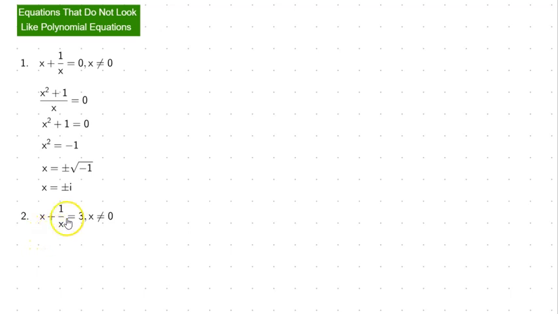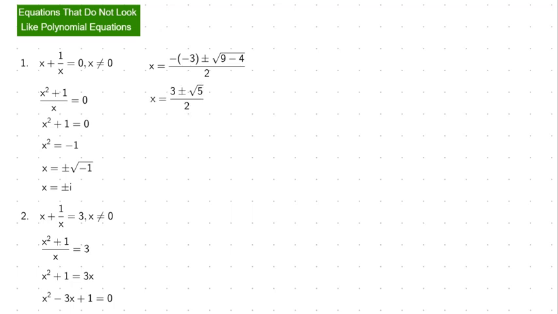Let's look at this. x plus 1 by x equal to 3. And here again x is not equal to 0. So again (x square plus 1) divided by x equal to 3. x square plus 1 equal to 3x. x square minus 3x plus 1 equal to 0. And we can use the quadratic formula to arrive at the solution set. So x equal to (3 plus or minus square root of 5) by 2. Now here we have to make sure that none of the roots are equal to 0.